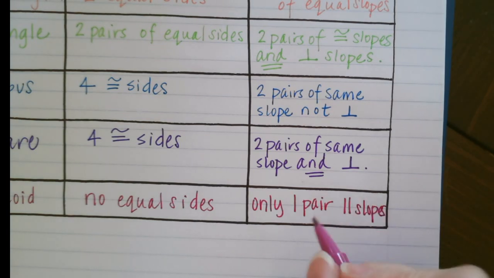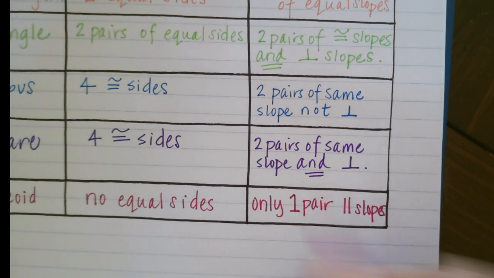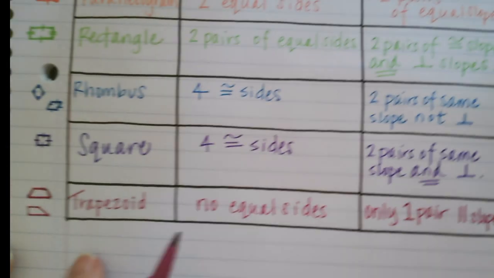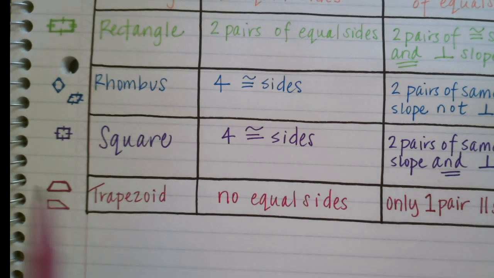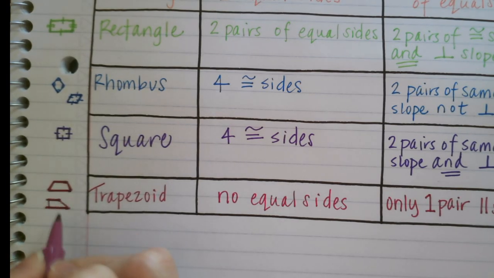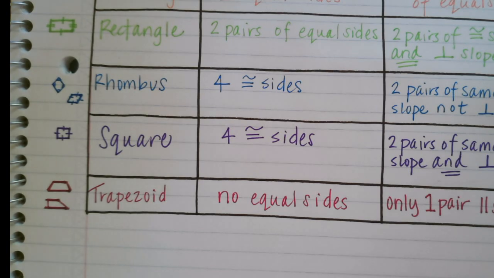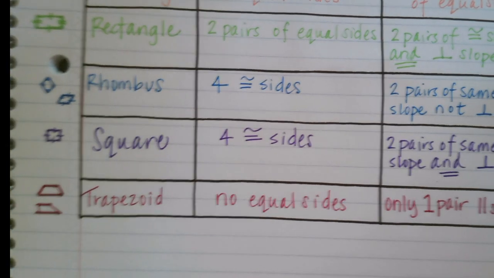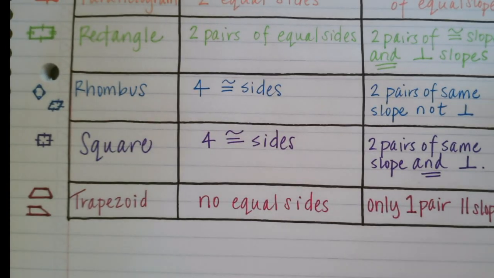So we have only 1 pair of parallel sides on a trapezoid. So this side right here is parallel to this one, and this side is parallel to that one, but the other sides are not parallel. And it doesn't matter if they're perpendicular because there's only 1 set of parallel sides.